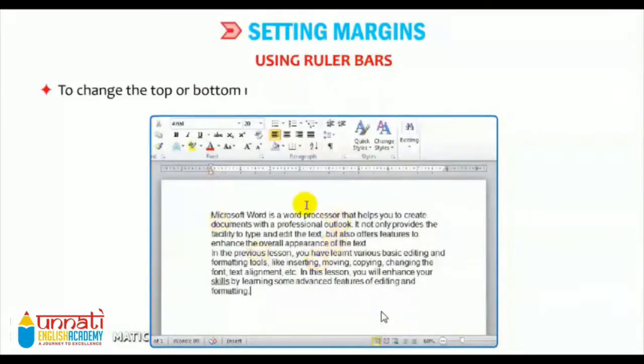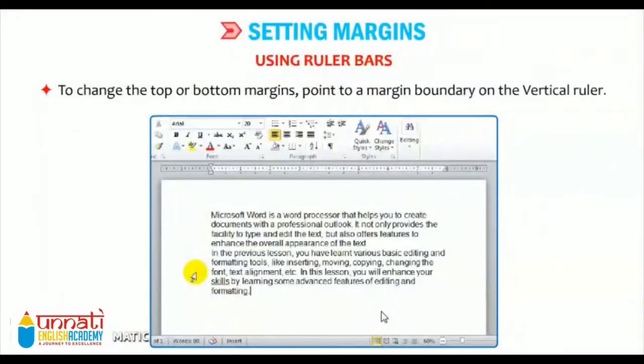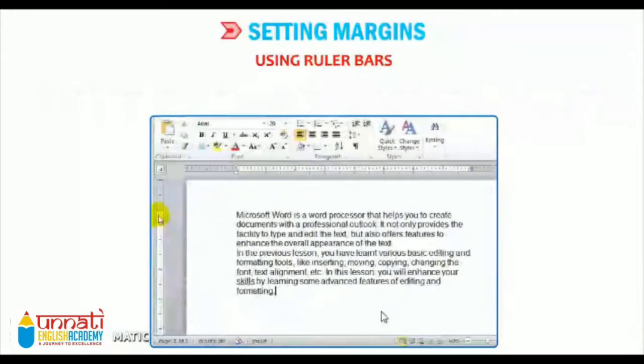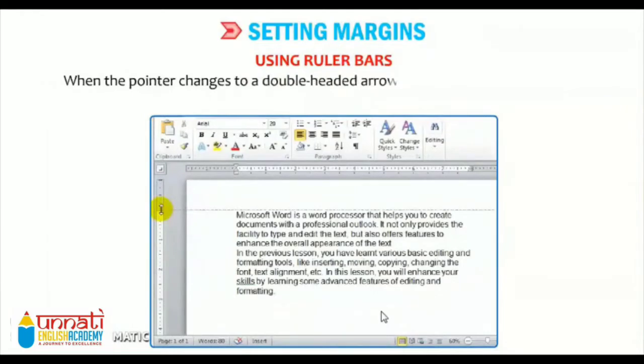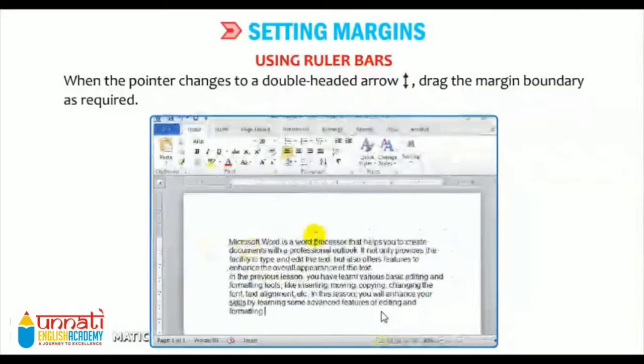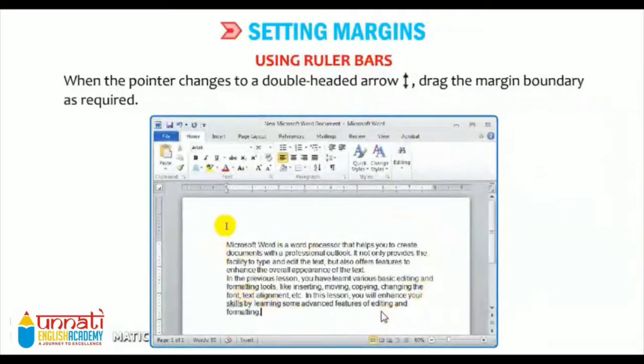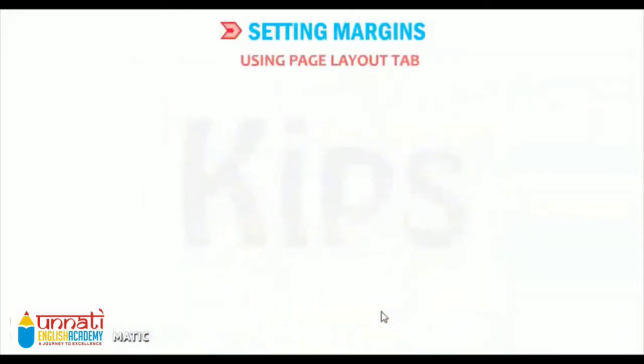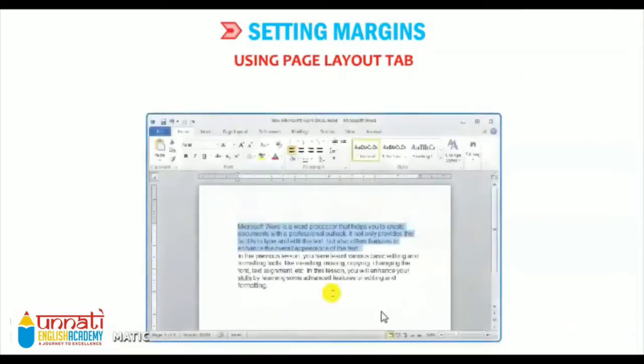To change the top or bottom margins, point to a margin boundary on the vertical ruler. See, on the vertical ruler you have to do this. When the pointer changes to a double-headed arrow, that is a vertical arrow, drag the margin boundary as required. So this way you can set the margins. Margins refers to the amount of blank space between the edge of the page and the document text.